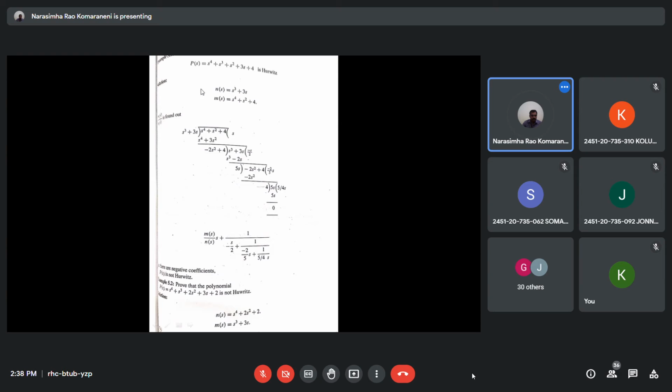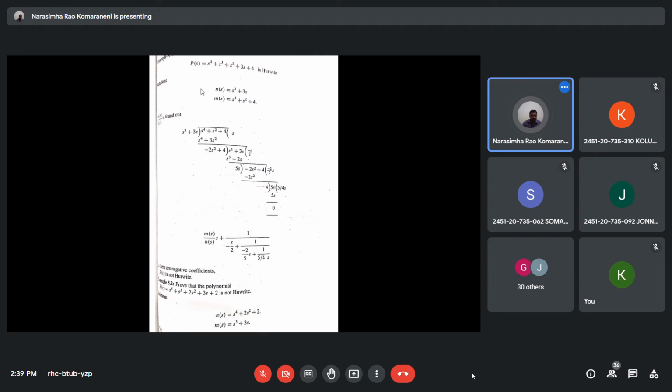Next, the second example: the function P of s equal to s power 4 plus s cube plus s square plus 3s plus 4. We have to check whether the given function is a Hurwitz polynomial or not. How will you check it? First, separate all even terms and odd terms. The even terms are denoted by m of s and the odd terms are denoted by n of s. Therefore, n of s equal to s cube plus 3s, and similarly the even terms, m of s equal to s power 4 plus s square plus 4.